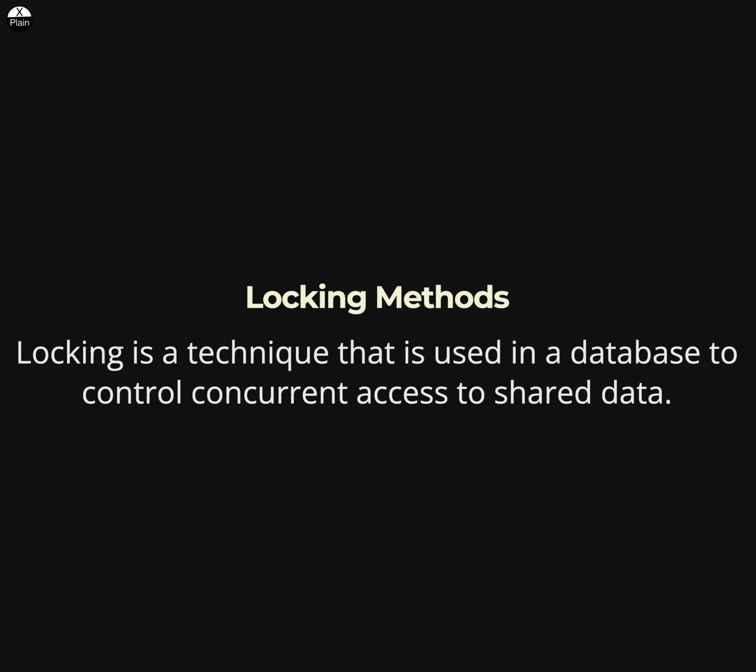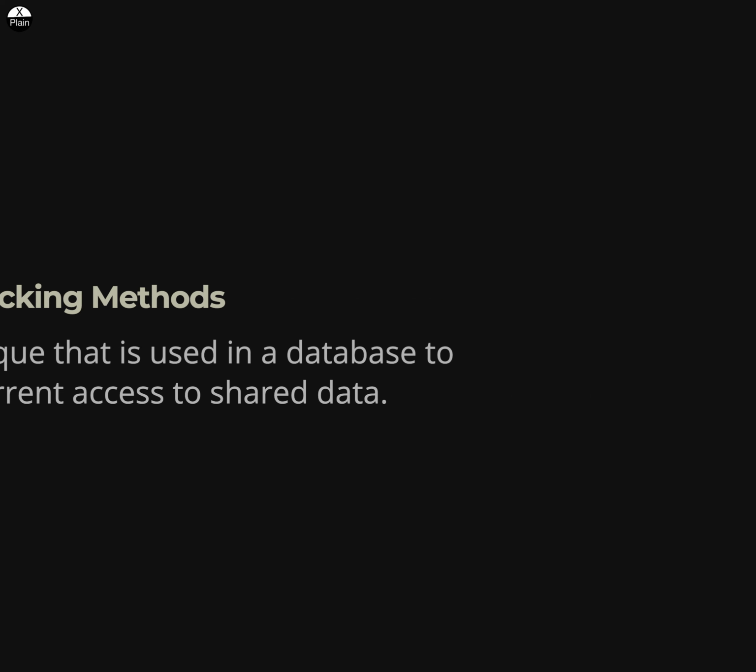Locking is a technique that is used in a database to control concurrent access to shared data. Locks allow a user or process to lock a particular row or table while they are accessing or modifying it, preventing other users or processes from accessing the same data at the same time. There are several types of locks that can be used in a database.